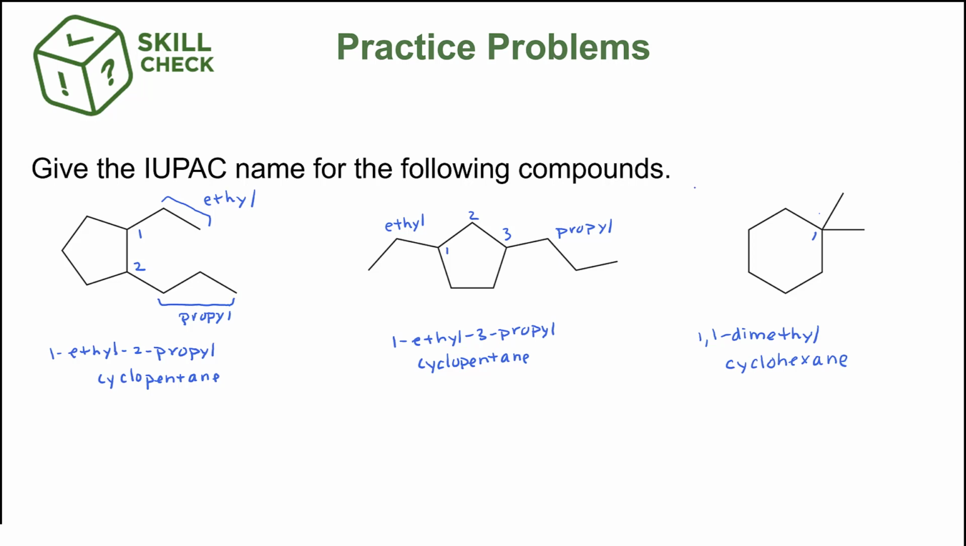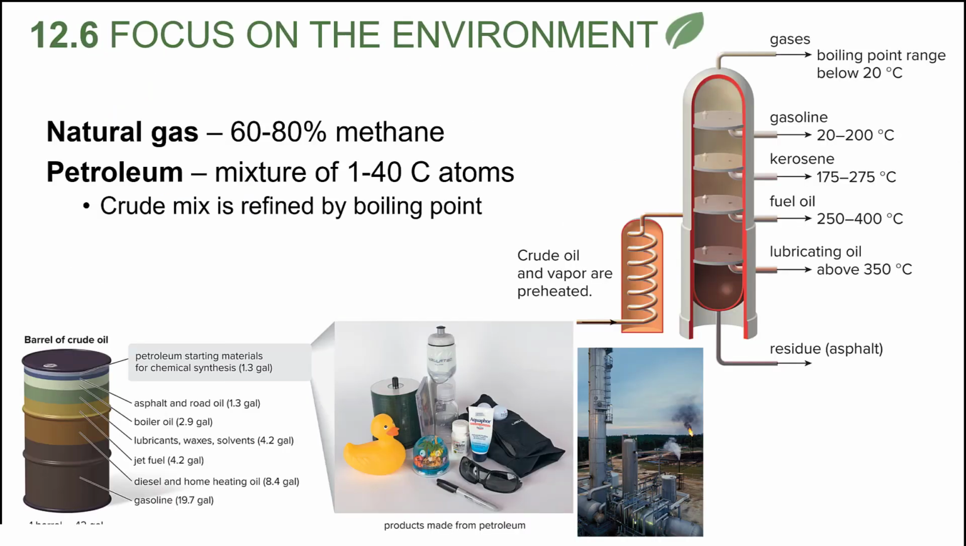Alkanes come up a lot in natural gas. 60 to 80% of natural gas is made up of methane. And petroleum is a mixture of carbon-containing compounds that have 1 to 40 carbon atoms. This crude mixture is refined by the boiling point. We learned earlier that the more carbons in a chain, the higher the boiling point is. As you boil the mixture, it will go to different temperatures and get distilled off.